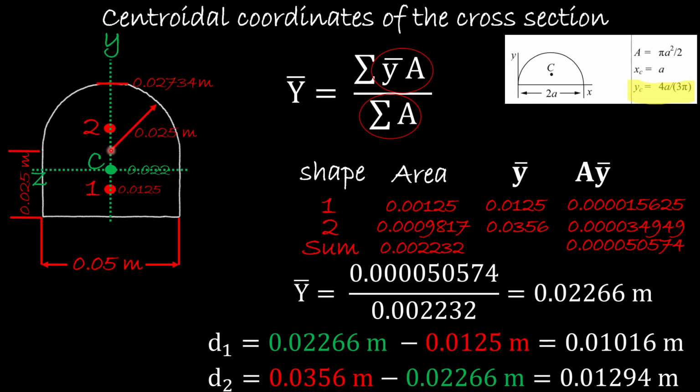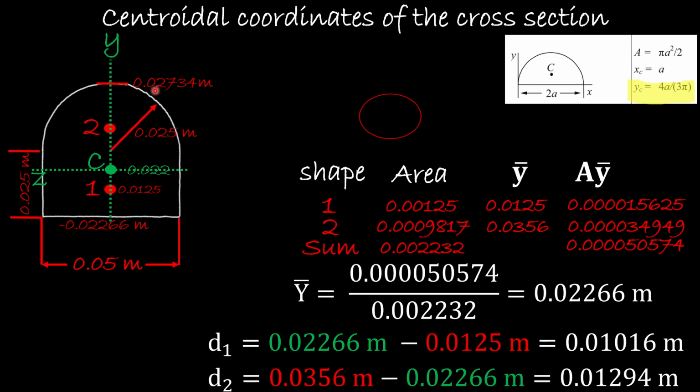Plus this distance between my cursor and the center, and that will be 0.025 minus 0.02266, and that's what we have in here. When you do this, it will give you 0.02734 meter. Now we want to find the distance all the way to the bottom. That's simple. That will be minus 0.02266. As you can see, minus, because it's in the minus y direction.